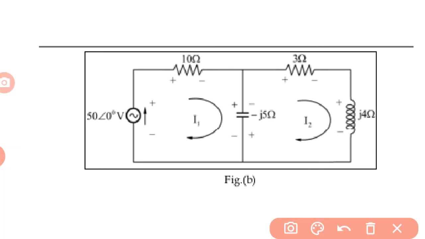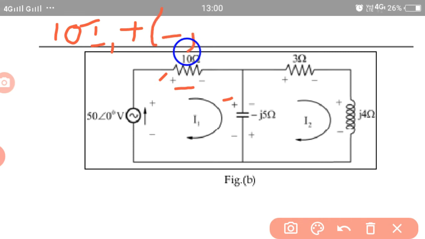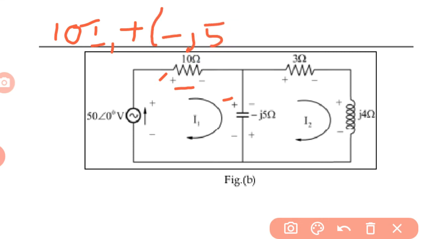This one is our first loop. The voltage is 50 angle 60 degrees. Next, go for the resistance; here the resistor is 10 ohms. Within these 10 ohms, the current flowing is I1, so 10 into I1. Here I am considering the positive sign first. Next, again positive, that is plus. Here it is minus J5 ohms.